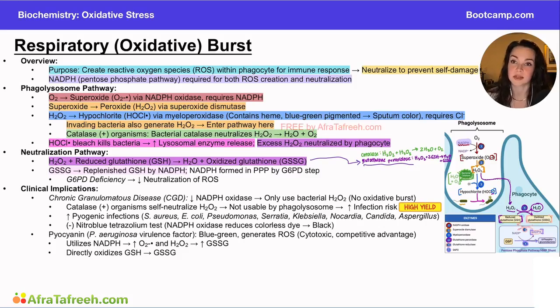And one of those steps in the pentose phosphate pathway that we were interested in was that G6PD rate limiting step. And like we talked about in the last video, if you're deficient in G6PD, you're not going to be as robust against oxidative stress because you're not able to neutralize those reactive oxygen species as efficiently because you can't reduce the glutathione to participate in that detox reaction.